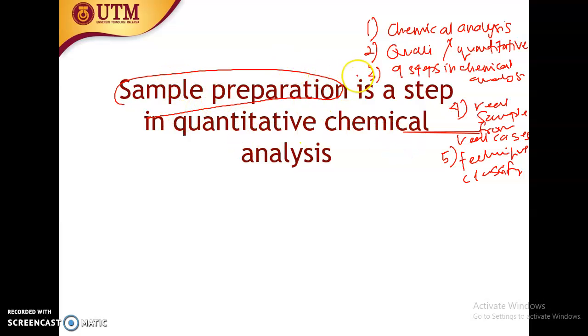So back to my slide. Sample preparation is a step in quantitative chemical analysis. Before that, what is quantitative? From the keyword itself, we can predict that this is an aspect in chemical analysis to know how much of the compound, the chemical, that we want. Because everything in this world is comprised of chemical compounds, even the water, even the air. So we want to quantify for any purpose.